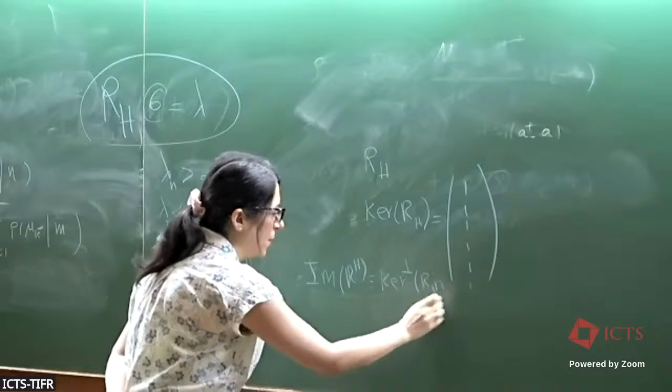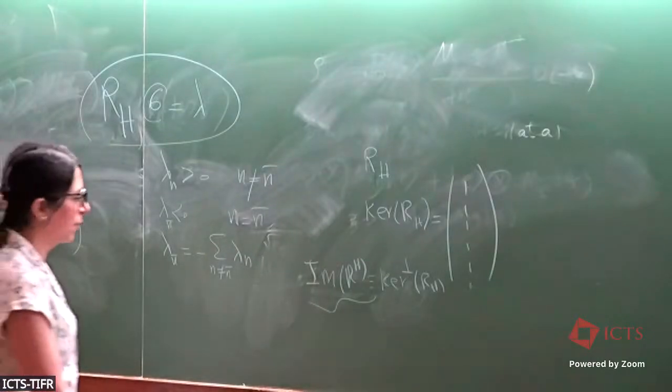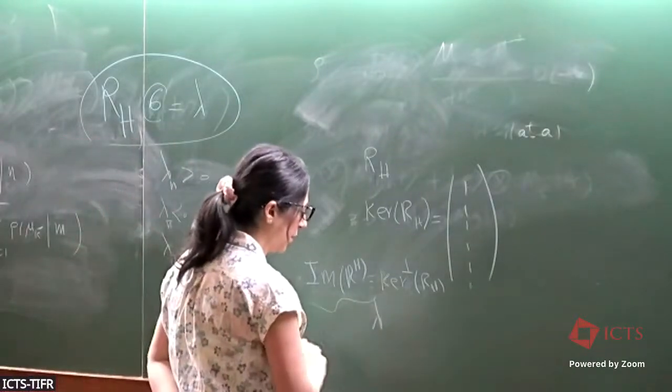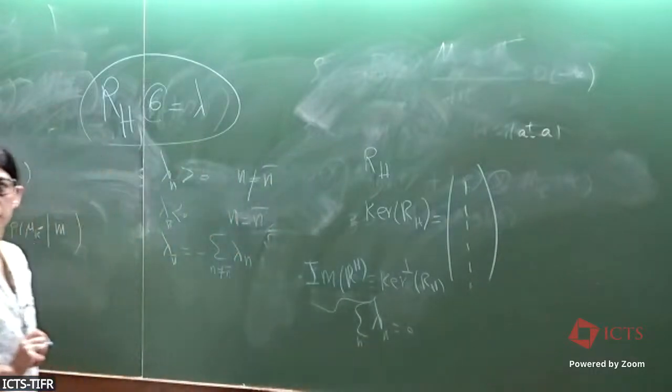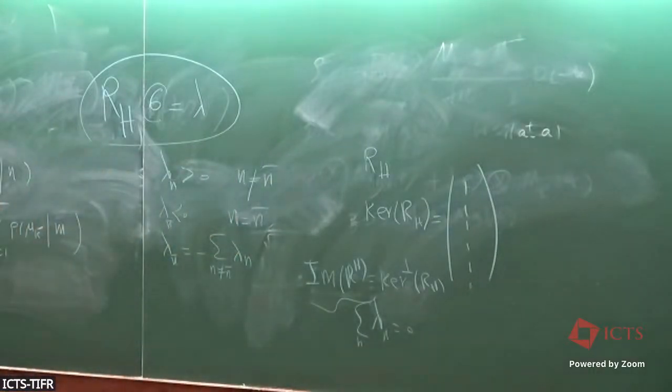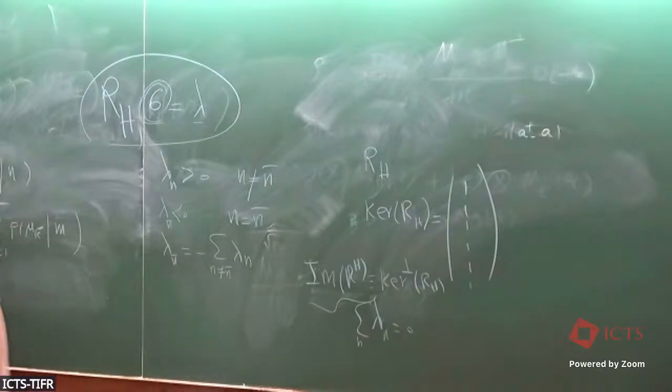So then this means that any vector which is orthogonal to the kernel, in particular the vector lambda, which verifies that lambda n is equal to 0, is in the image. Okay, so this is good. So if this is in the image, then there always exists a sigma. It's a simple thing, very well known in graph theory.